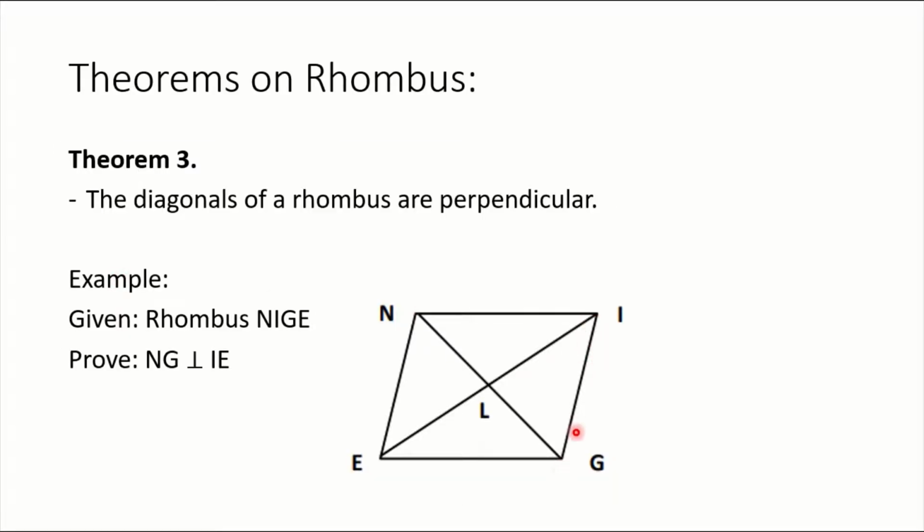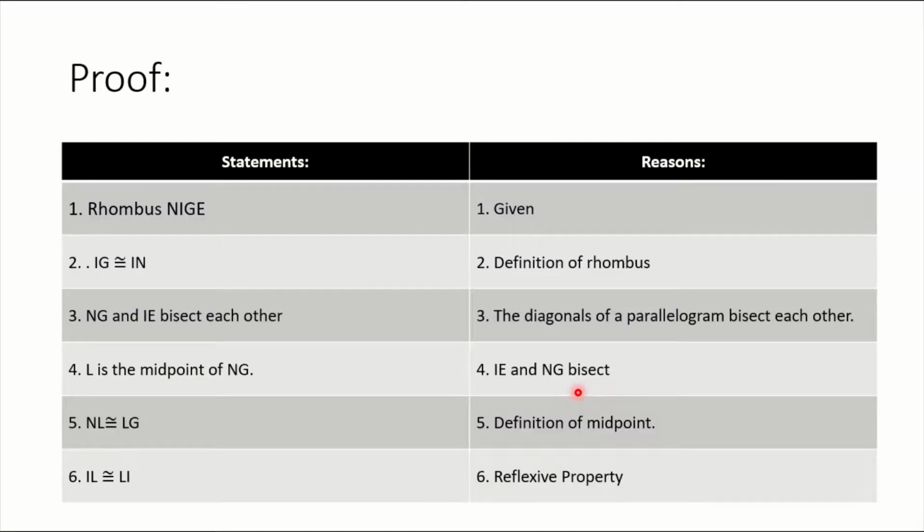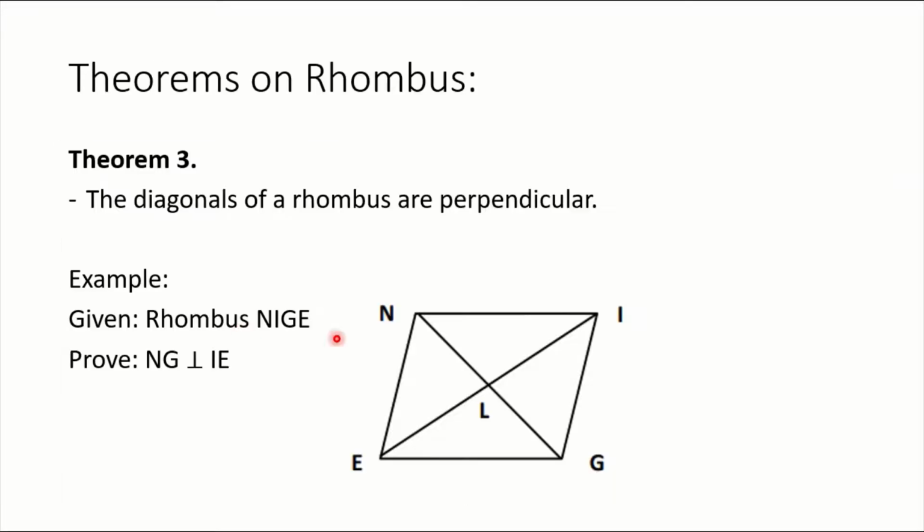IG is congruent to IN. No? So, yun yung definition niya kasi. All sides are congruent. Definition of rhombus. Yun na nga. NG and IE bisect each other. Ibig sabihin, nahati nila yung isa't isa.